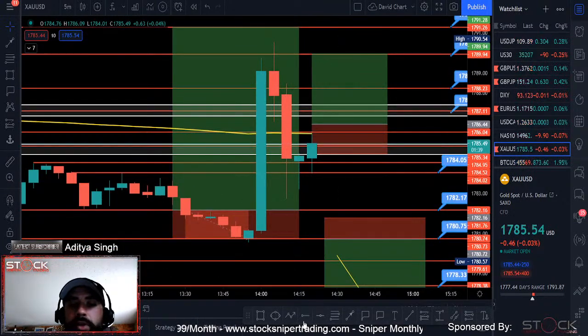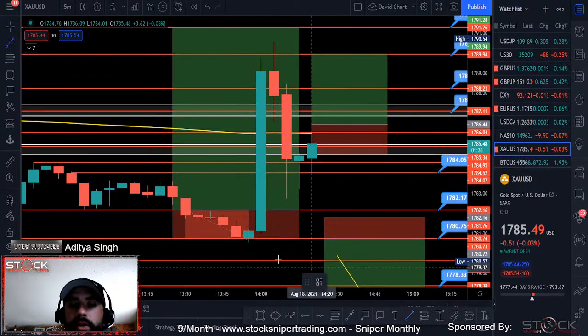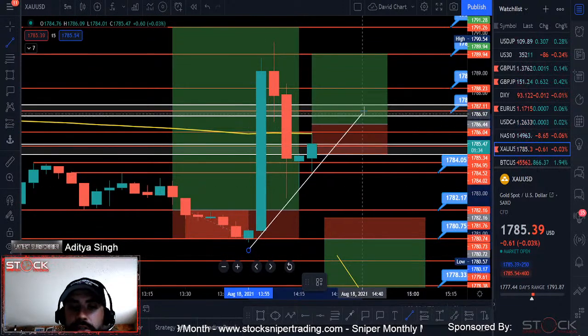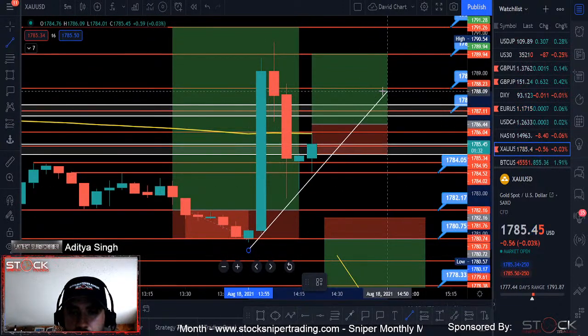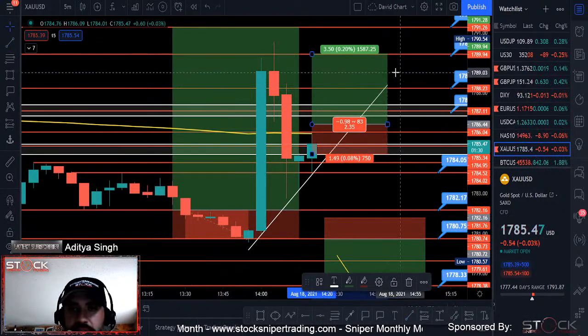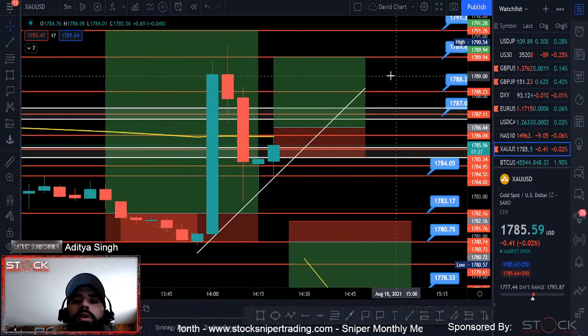Okay, but they're still forming a little bit of an uptrend here, you can see. So we'll see if they're going to hold it now or if it's going to fold down.